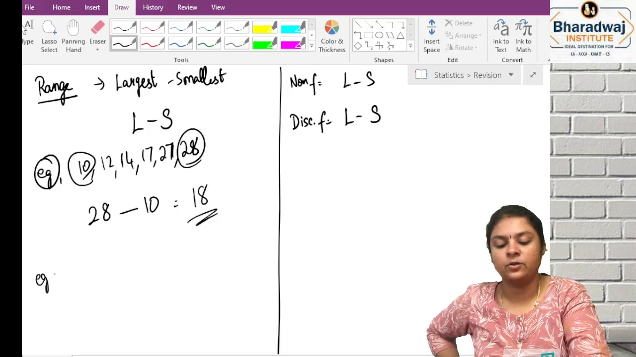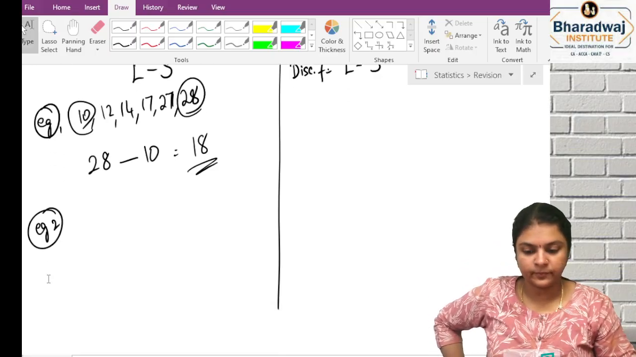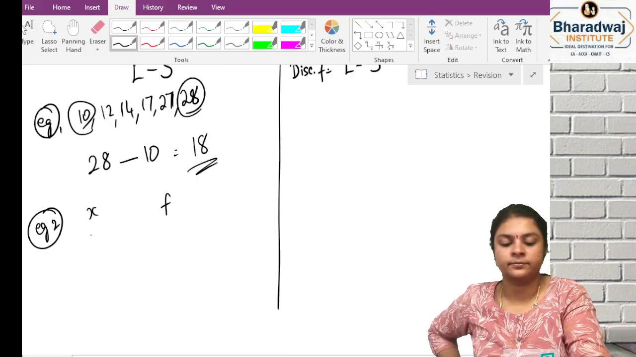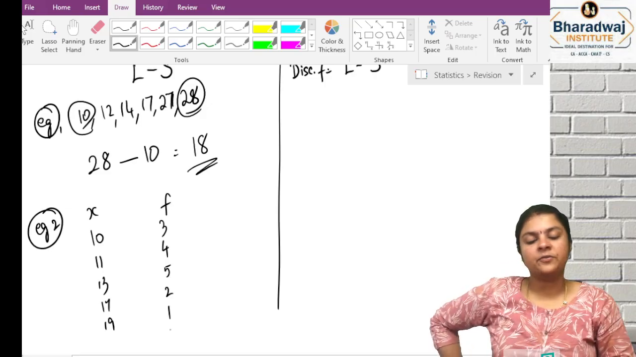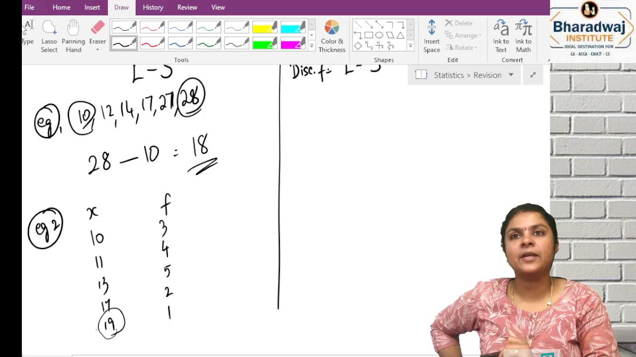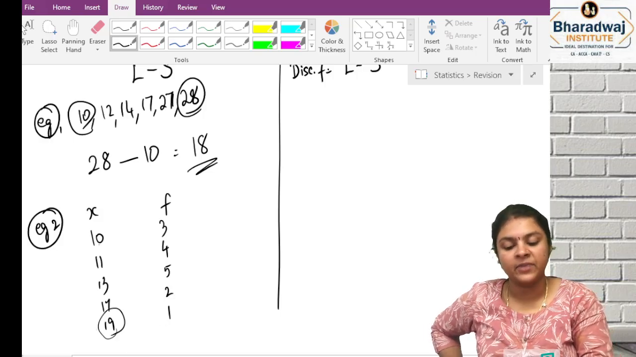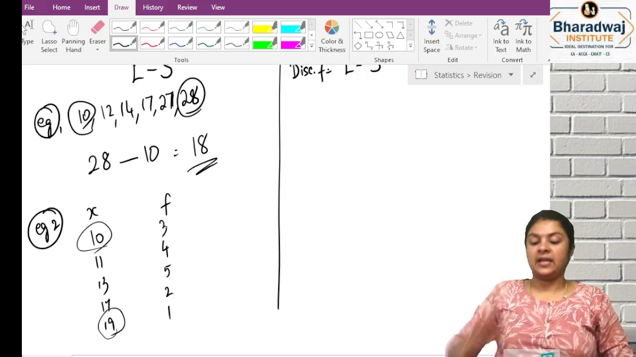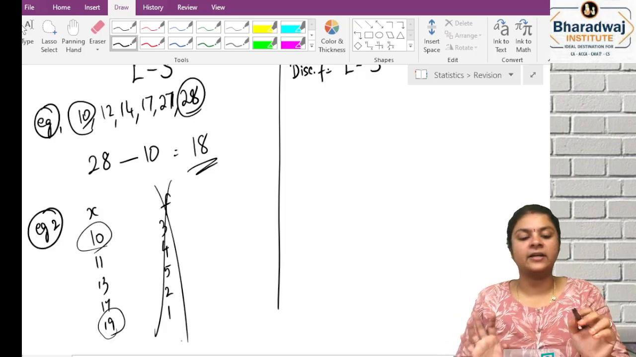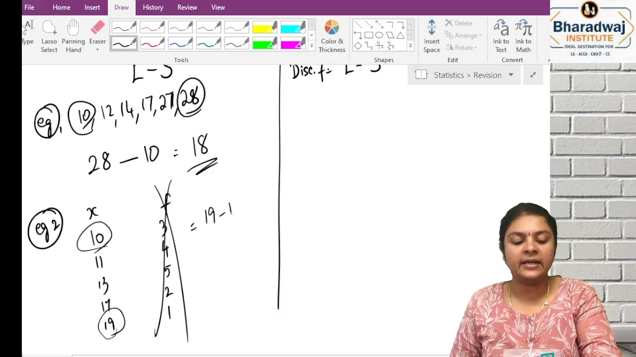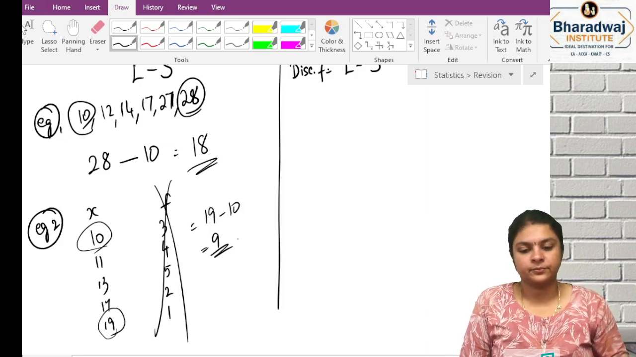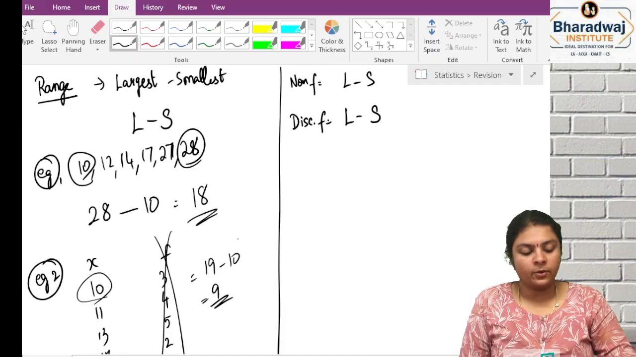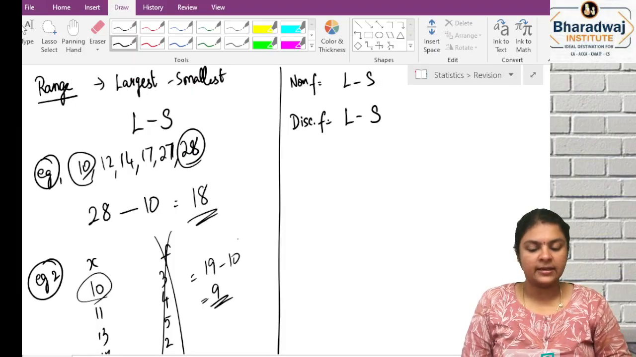So let's do another example. Now if you see here, the largest value is 19, which has only frequency 1. The smallest value is 10, which has frequency 3. The frequency is not relevant. Range is nothing but 19 minus 10, which is 9.